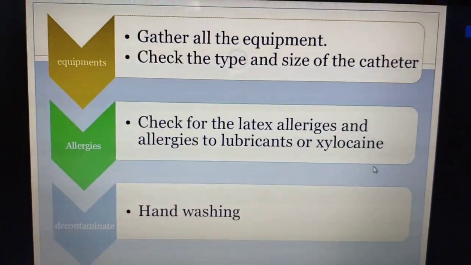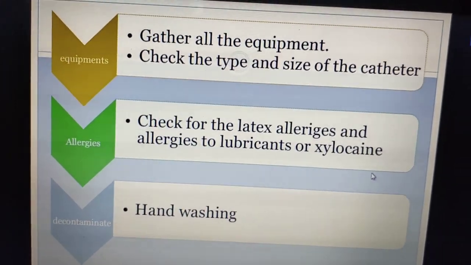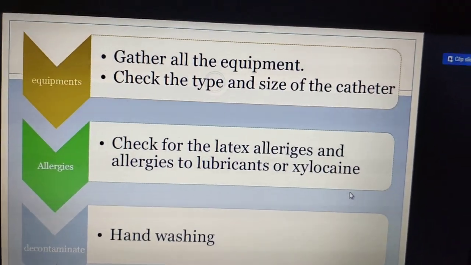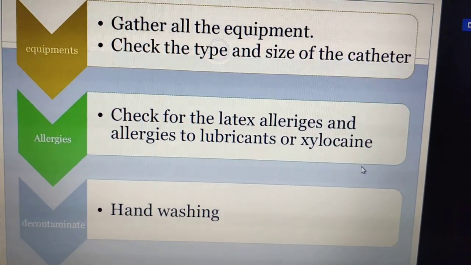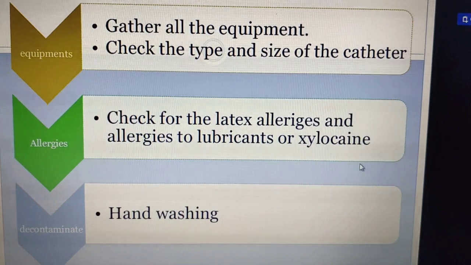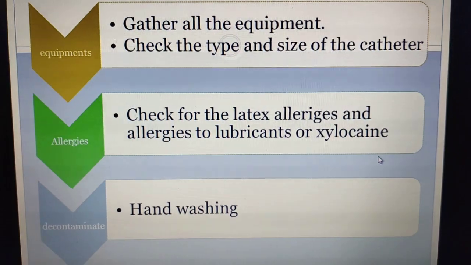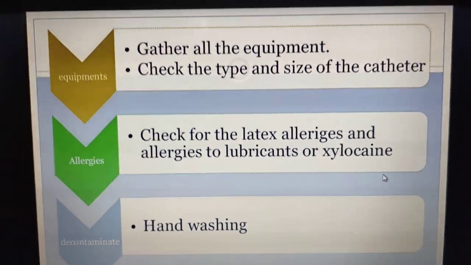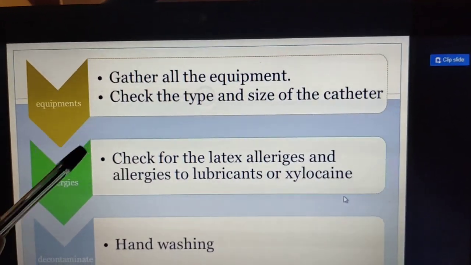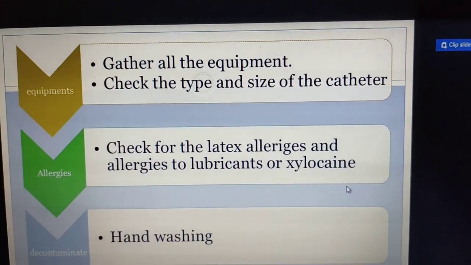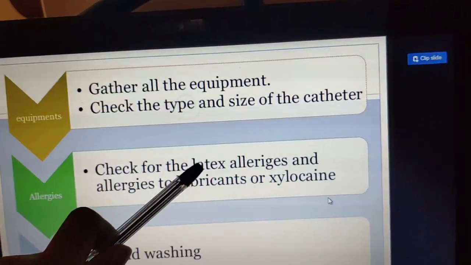Next, gather all the equipment, check the type and the size of the catheter. For children and adults it is quite different, no? So just check the type and size of the catheter. Then check for the latex allergy. Ask the patient whether the patient has any latex allergy or what. If it is there, just don't do that. Rubber allergy and all, we can say in a common word. Then do hand washing. Most of the cases do not have latex allergy, but in case, this is your responsibility to ask. Allergy to the xylocaine, anesthesia or lubricant, allergy to the latex also.